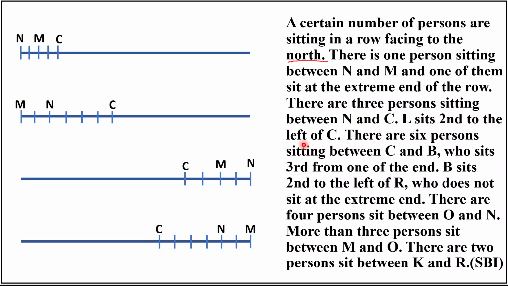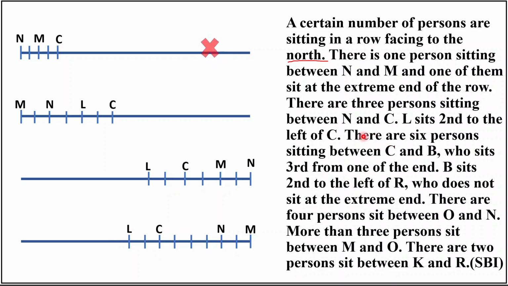L sits second to the left of C. So see, in first case, the second to the left of C, M has already occupied that position. So this arrangement is wrong. In case number 2, L is second to the left of C means L will occupy this position. In case number 3, L is second to the left of C means here on this side L will come. And similarly we'll place L in case number 4, second to the left of C.